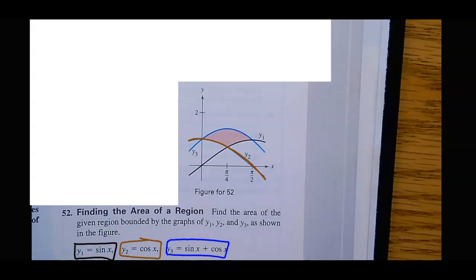Okay? And as you can see, the cutoff point this time would be right about here, because on the left half, it's the blue over the brown, and then the right half, it's blue over black. And so my integral is going to look like this. The left half starts at x equals 0, and it ends at x equals pi over 4. And on that interval, it's the blue over the brown. So therefore, it's blue, which is y3, minus the brown, which is y2.